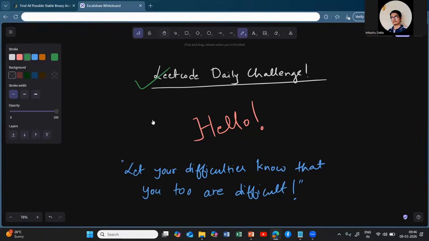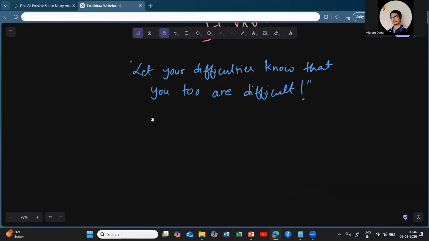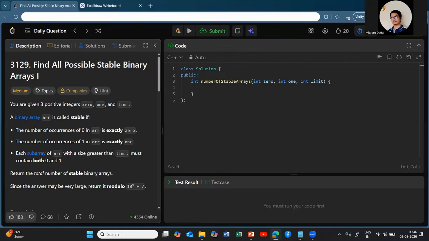So we will see today's daily challenge on Leetcode and we will also try to solve it together. Today's challenge is definitely a little bit difficult, but if you think about it in the right direction, it will be easy for you. Okay, so please focus. We have this question: find all possible stable binary arrays.